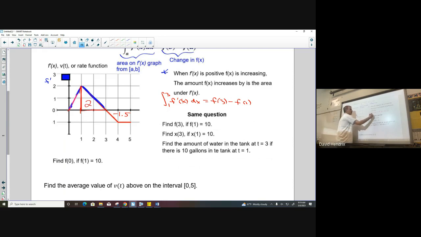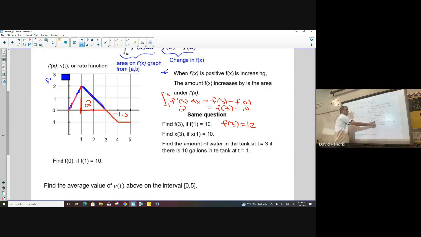And so we're talking about this would be 2 equals, I was thinking from 0 to 3, but it's actually from 1 to 3, minus, and this would be 10. And so when you add that 10 over, you're going to get 12. So you actually get f of 3 equals 12, okay? Everybody good with that?